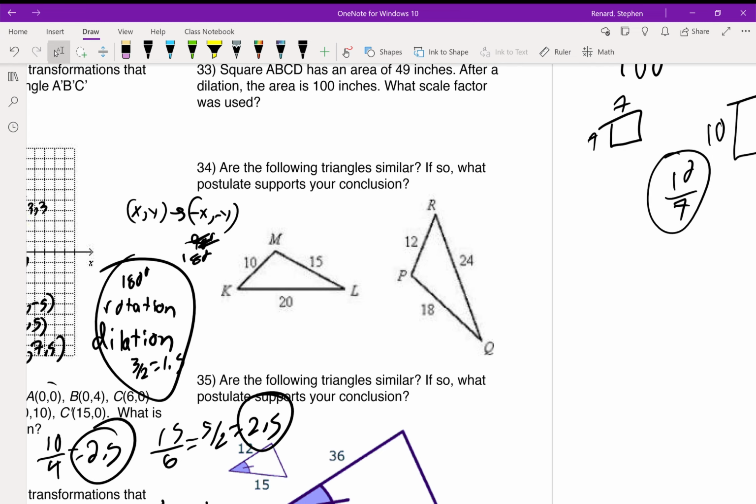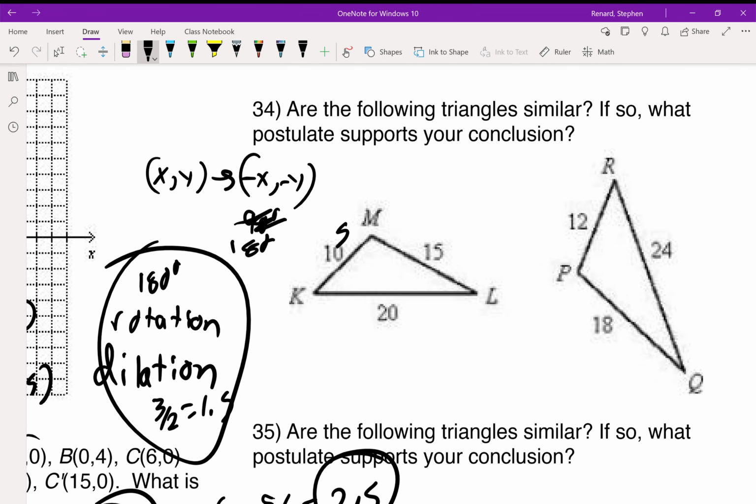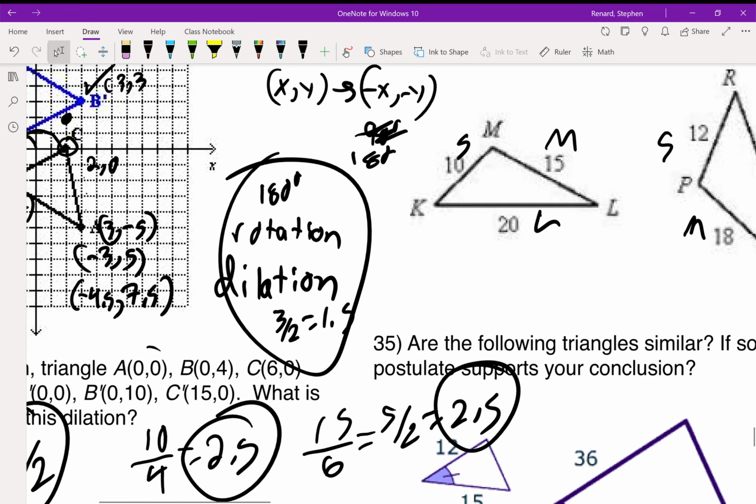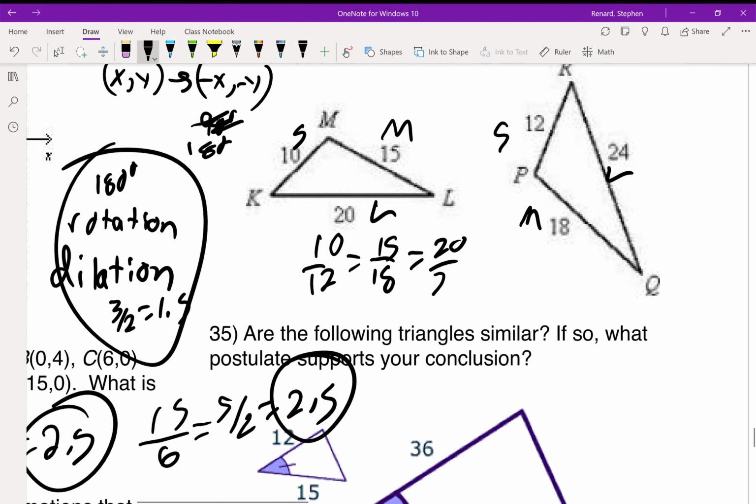So when we set this up, what we really need to make sure is we're matching up the right ones. So this is the short side, this is the medium side, this is the long side. Short side, medium side, long side. Let's see if it works. 10 over 12 equals 15 over 18 equals 20 over 24.